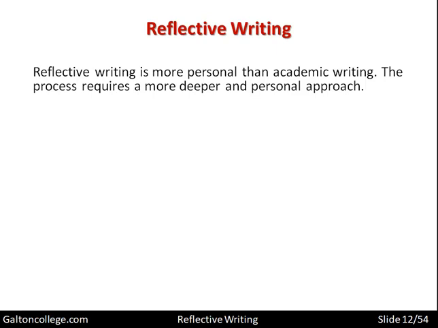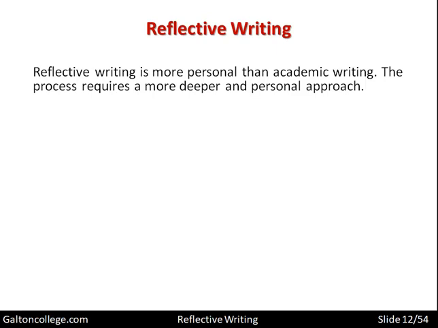So academic writing tends to be third person. We don't mention the person. We say it was undertaken. This project was undertaken so as to investigate a certain situation. We don't say I undertook this project to investigate. So pure academic writing tends to be quite impersonal, whereas reflective writing is much more based about us.